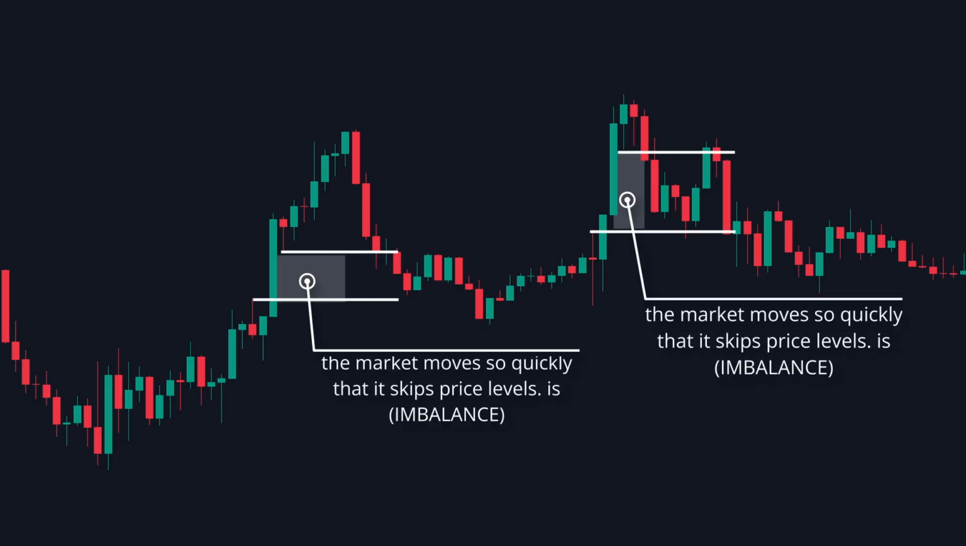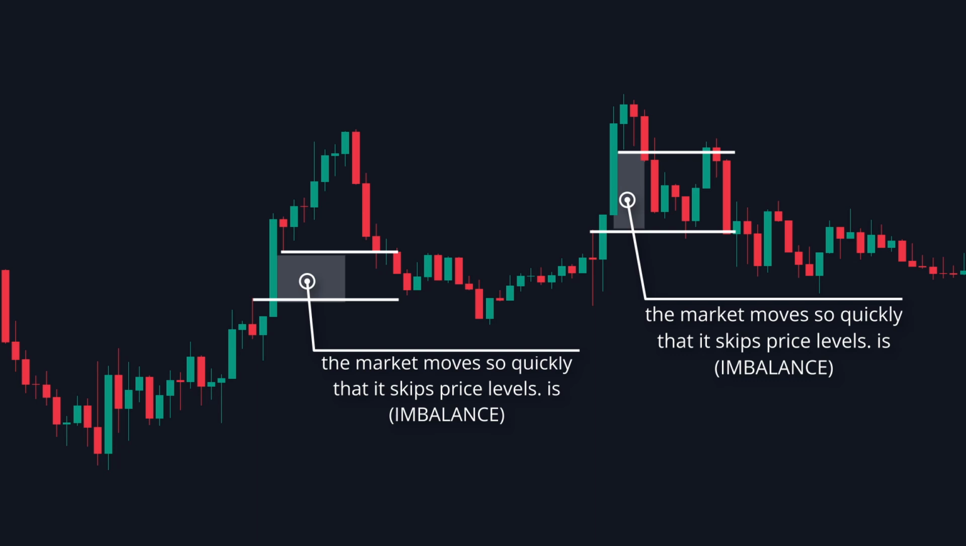First, to understand fair value gaps, we first need to understand the idea of price imbalance. Markets are designed to be efficient, that means for every buyer, there must be a seller. But in reality, price doesn't always move with perfect balance. Sometimes the market moves so quickly that it skips price levels, leaving behind zones where orders were never properly filled.